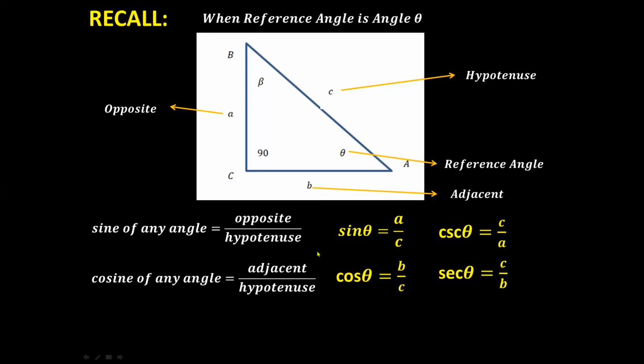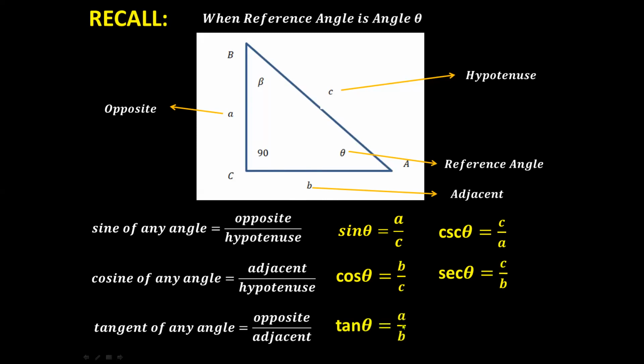And then, let us proceed to the fifth and last trigonometric function. By using the tangent of any angle is equal to opposite over adjacent. Ang opposite natin is A, ang adjacent natin is B. That is why tangent of theta is A over B.